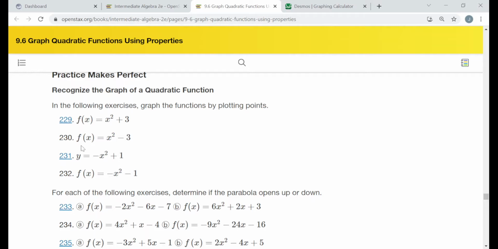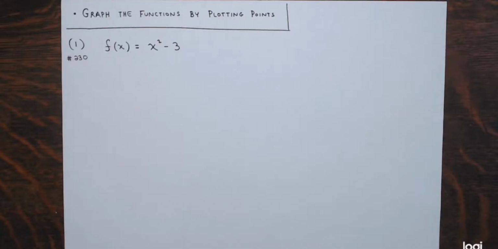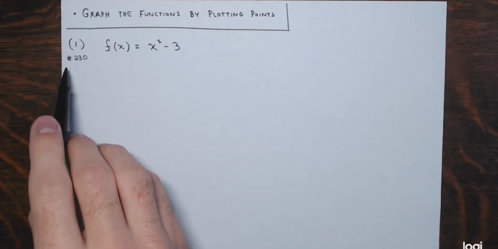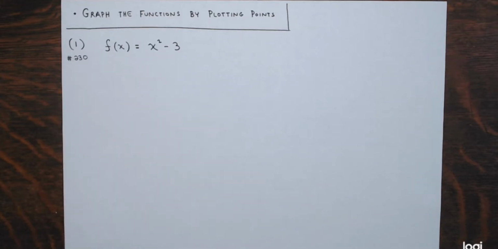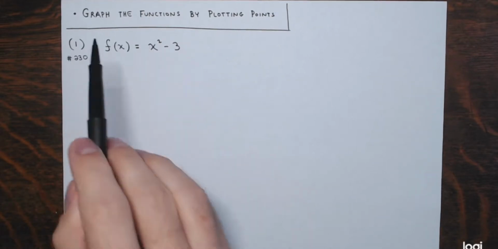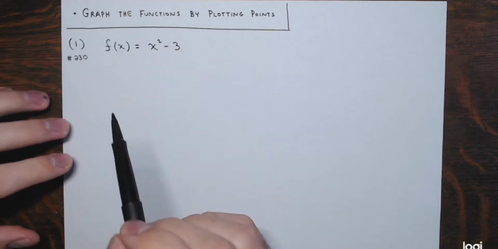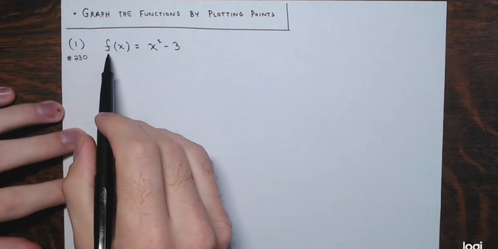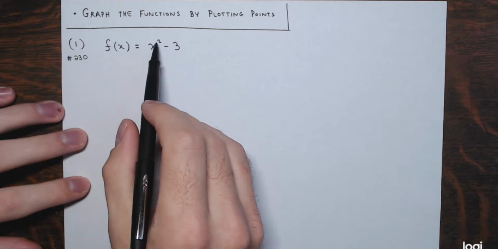Great. Alright, so first question, number 230. Now in these first couple exercises I'm going to do, the instructions are simply graph the functions by plotting points. And I've got this written out. So example 1, which is again exercise 230 from the text. Just graph the function by plotting points. So I have f of x equals x squared minus 3.